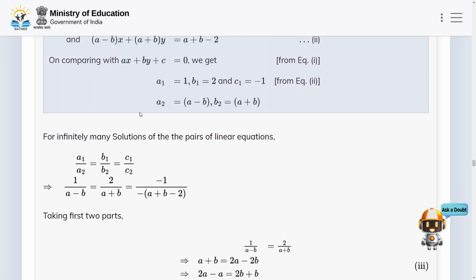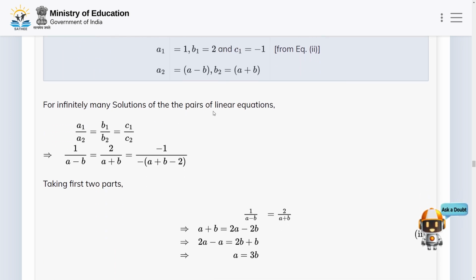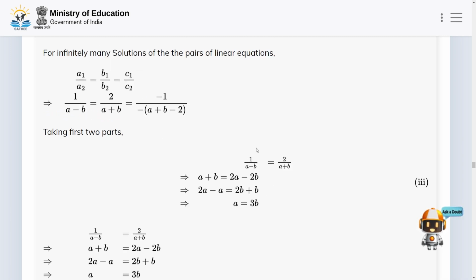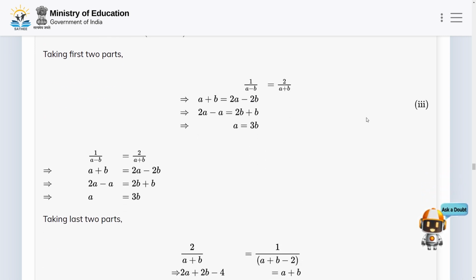Okay, so now for infinitely many solutions of the pair of linear equations, a1/a2 = b1/b2 = c1/c2, and it implies 1/(a - b) = 2/(a + b) = -1/-(a + b - 2). Taking the first two parts, 1/(a - b) = 2/(a + b), it implies a + b = 2a - 2b, and it implies 2a - a = 2b + b, and it implies a = 3b, and naming this equation number 3.